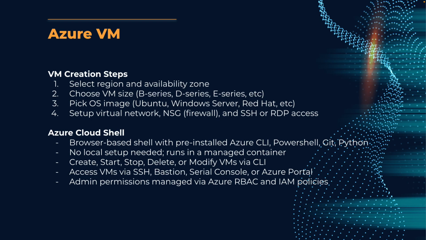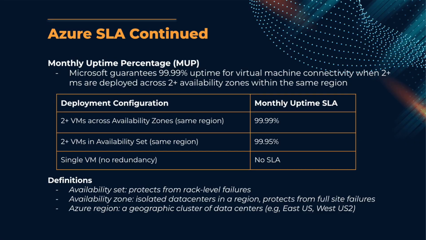It is easy to start, stop, and create VMs via the CLI or the user interface that is available online. Azure guarantees 99.99% uptime for virtual machines, but only if you deploy 2 or more VMs across at least 2 availability zones in the same region.